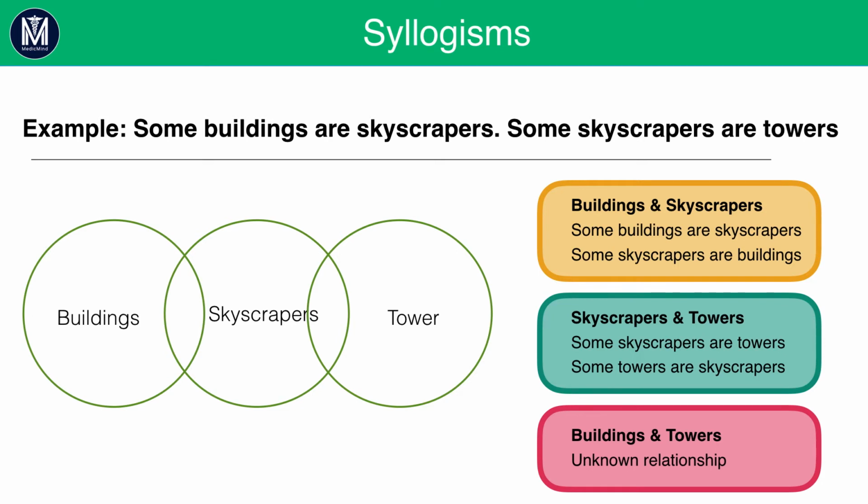Because although this does make real life sense, a lot of the syllogisms won't. It could be some buildings are Jaffa cakes, some Jaffa cakes are elephants. Like that makes no actual sense. So don't use any external knowledge here.